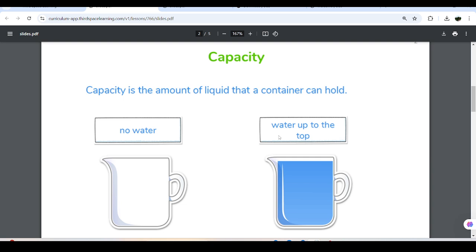No. Okay, but the capacity is the amount of liquid. No, it's the same. It is the same, because both of them can hold the same amount of liquid, because this is the same container, right?